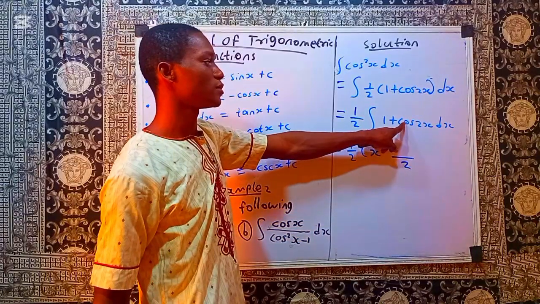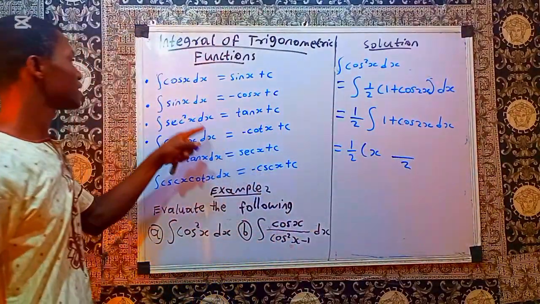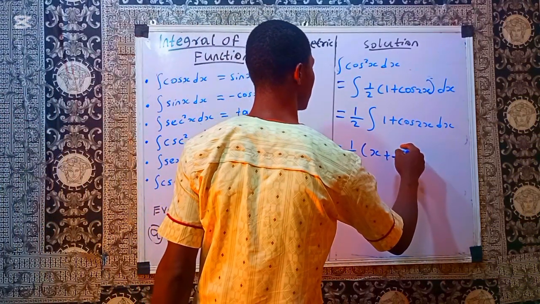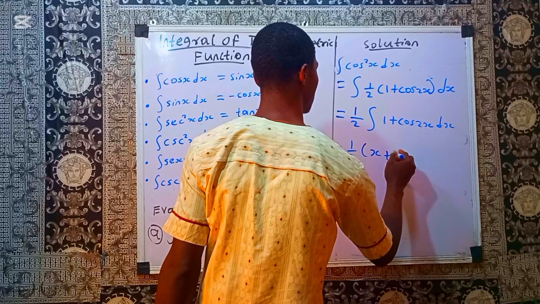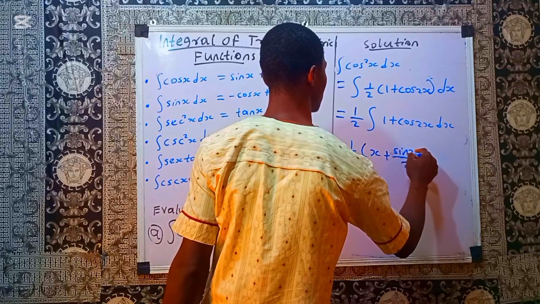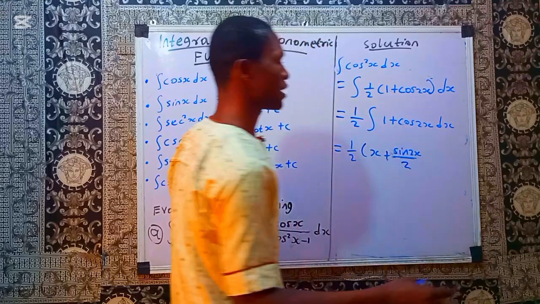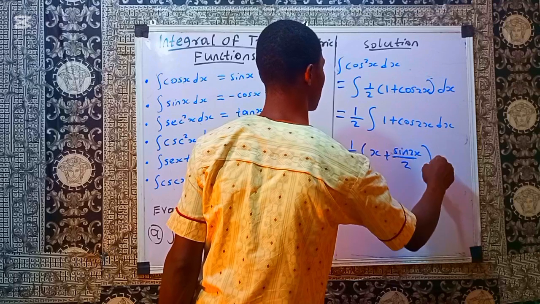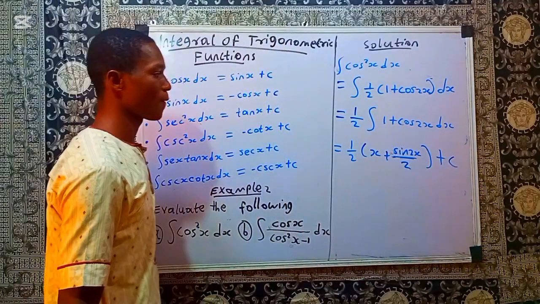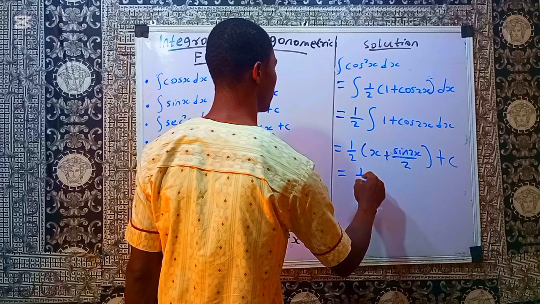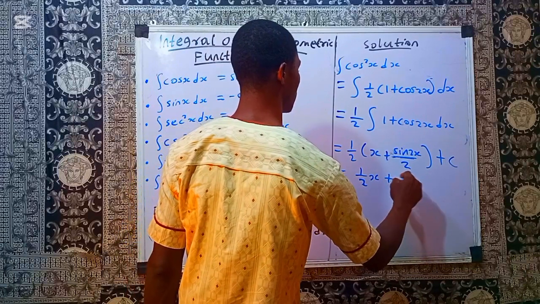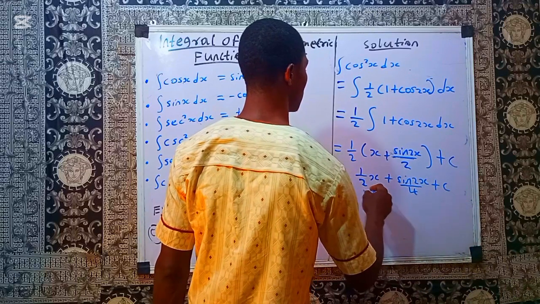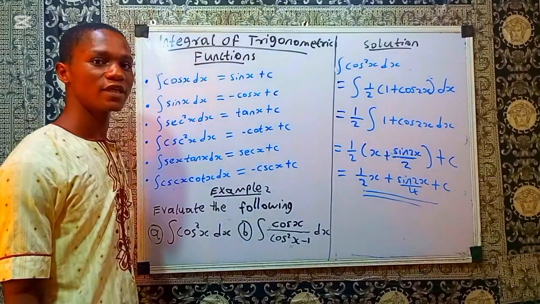Then I will now integrate cosine. What is the integral of cosine? Positive sine. So I'm going to have positive sine 2x. That's what I'll have. Then plus constant of integration c. Then if you simplify, this will be half of x plus sine 2x divided by 4 plus c. So this gives us the result of this very integral.